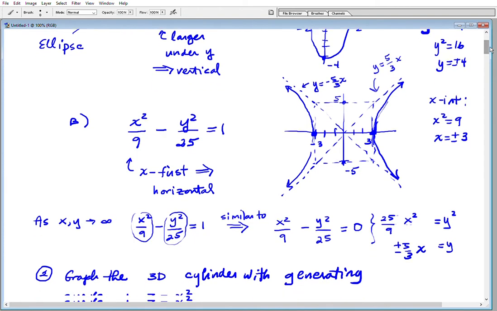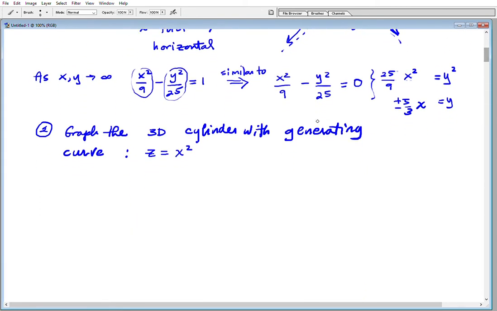Now let's go to a 3D graph. The first 3D graph we looked at was a cylinder. So let's graph this cylinder. A cylinder is generated by what's called a generating curve. It's generated by a curve in one of the planes. It always is missing a variable. So this one's missing y. Since y is missing, it's going to run along the y-axis.